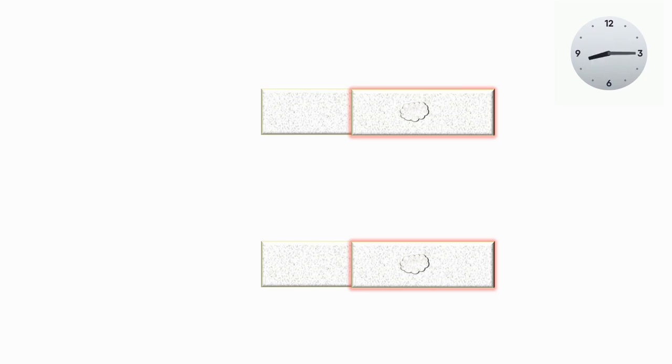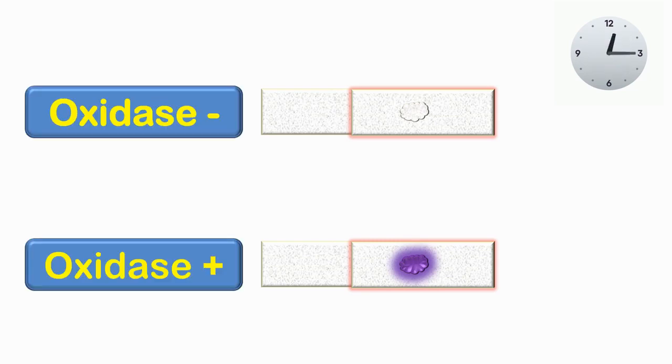Oxidase positive organisms will change the color to dark purple in 5 to 10 seconds. Oxidase negative will show no color change even after 2 minutes. And delayed oxidase positive organisms will show color change after 10 seconds but within 90 seconds.